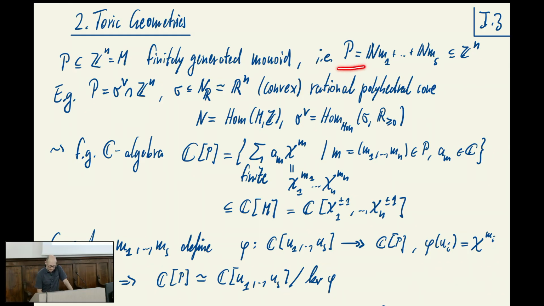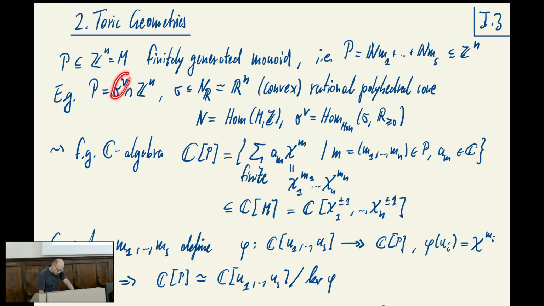So you can write it set theoretically like this. You take positive integral multiples of each of your generators m_1 to m_s. And the one that is most popular in toric geometry takes a cone that I write here, sigma dual, so it's a rational polyhedral cone, and you intersect it with Z^n. Rational polyhedral means it's generated by finitely many, or defined by finitely many hyperplanes. Okay.